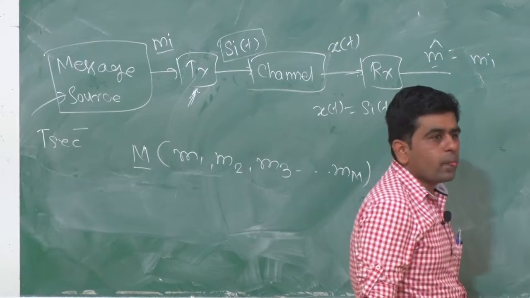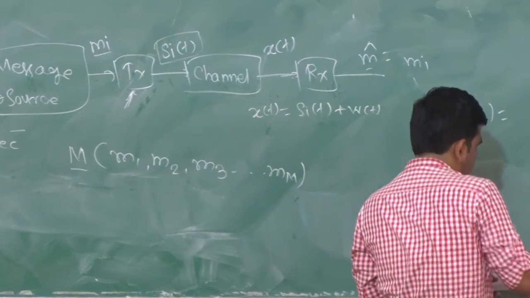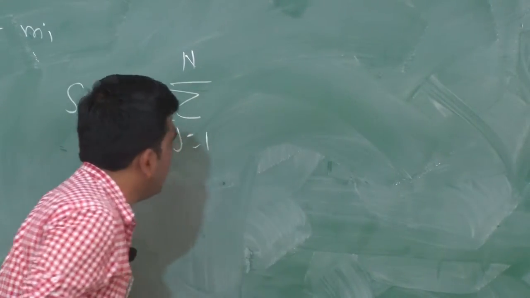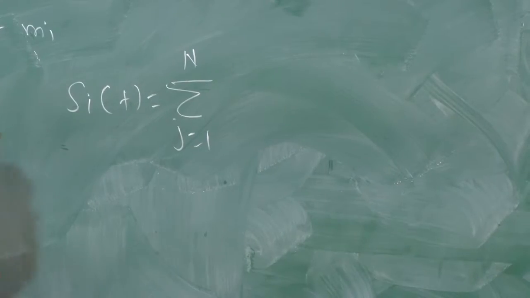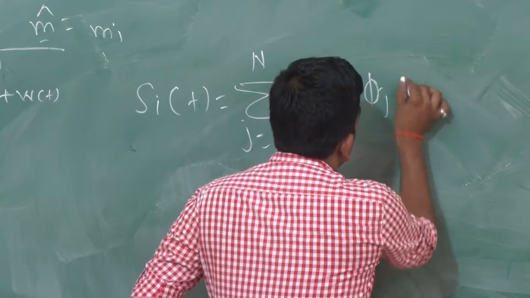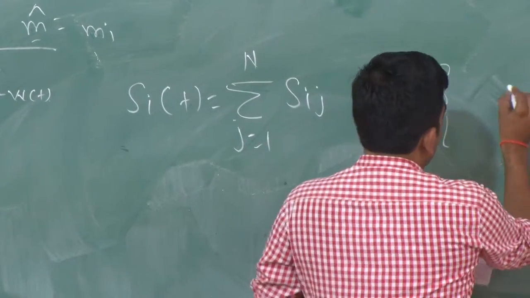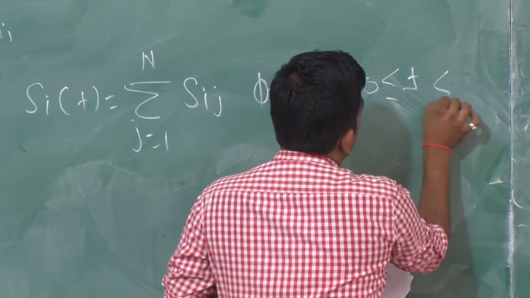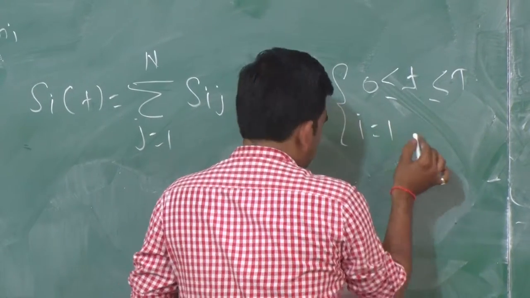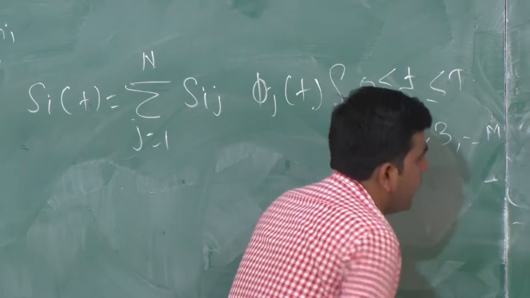So here our job is to represent this Si of t, which has different symbols, by using the geometric representation: Si of t is equal to summation over j equal to 1 to N of Sij into phi j of t, where t is ranging between 0 to capital T and i is equal to 1, 2, 3 up to M.